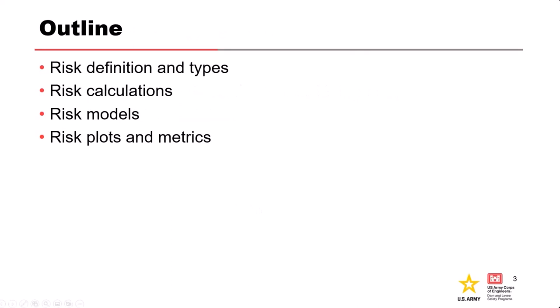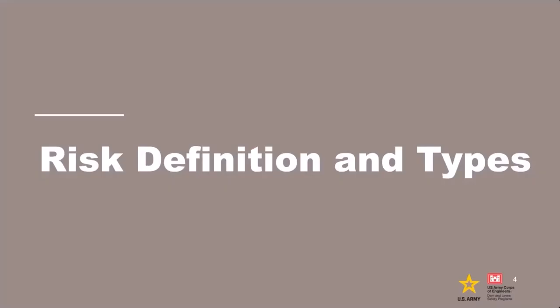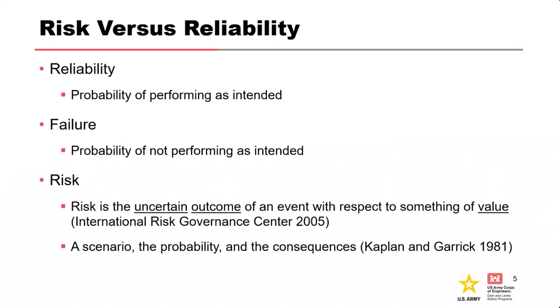All right, so what risk is, its definition and different types, calculations, some of the different options, and some of the plots and metrics. I want to make a distinction here between risk and reliability. Just a couple of common terms where it's good to understand their definitions and the differences between them. Reliability, generally speaking, is a measure of the probability that the system you're evaluating performs as it's intended to perform. Failure, generically speaking, is the probability of the system not performing as you intend it to perform.